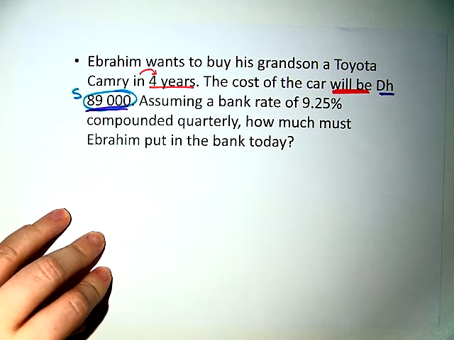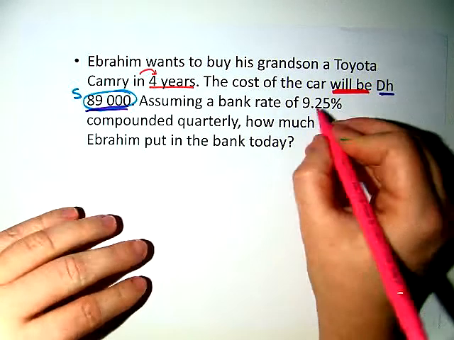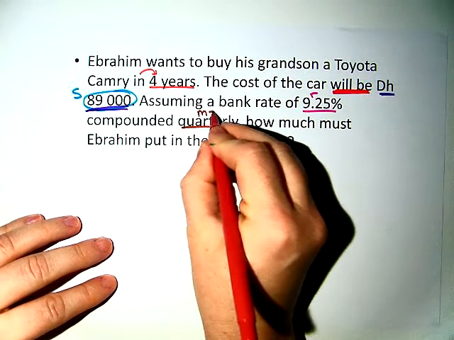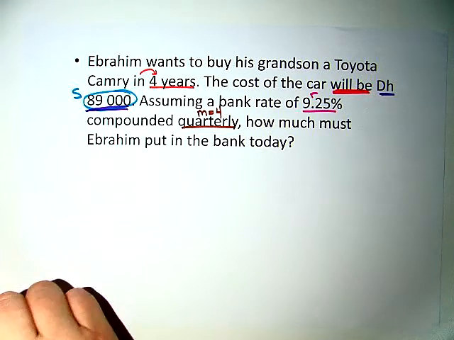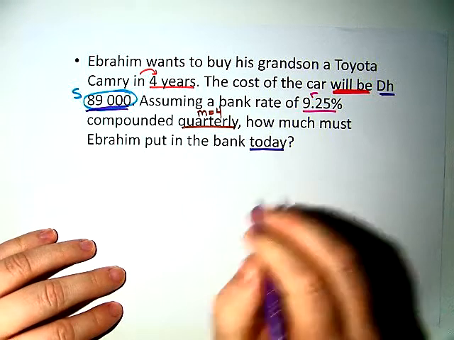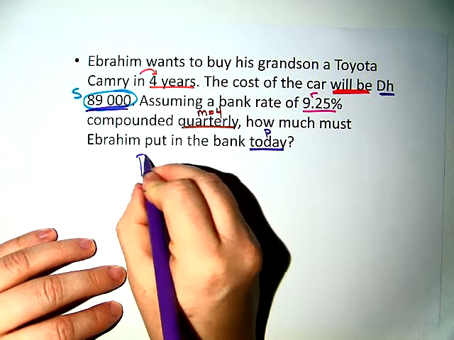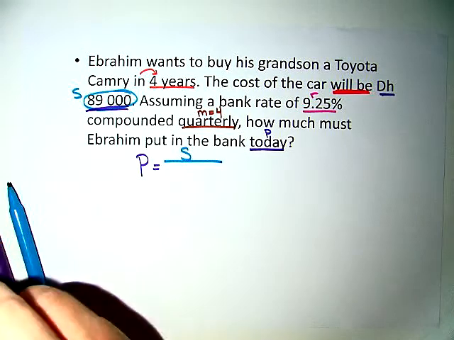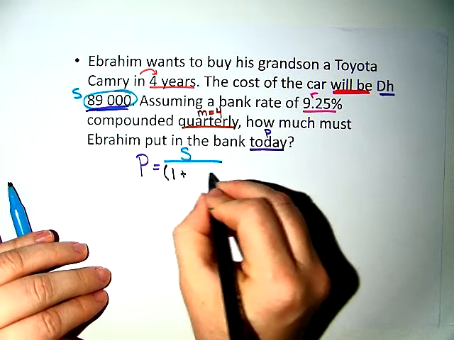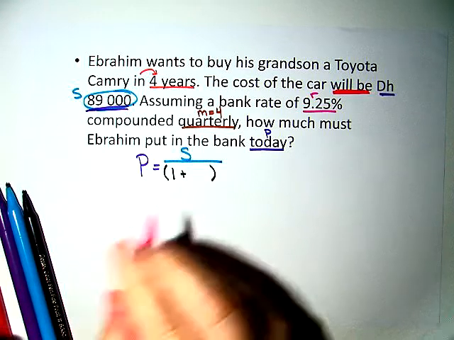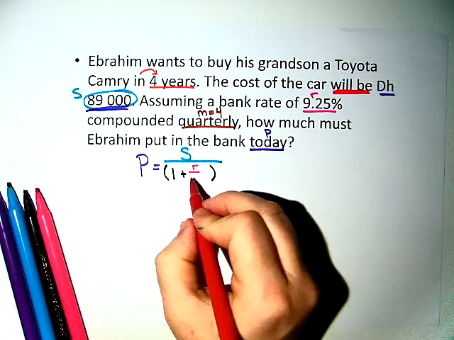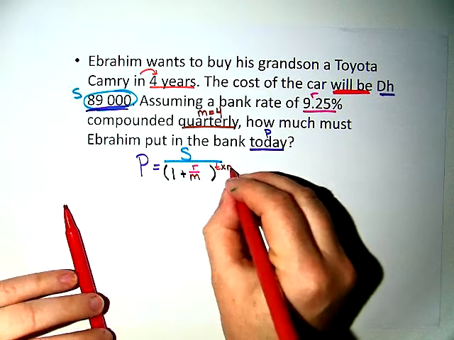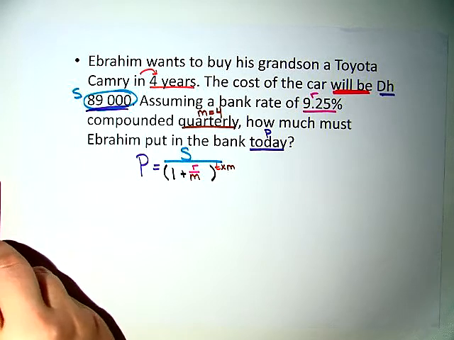We're looking at a different formula in this. Assuming a bank rate of 9.25%, compounded quarterly, so M is 4, how much must Ibrahim put in the bank today? So we're looking for P. Now the formula for P is S divided by 1 plus my rate divided by my M raised to the time multiplied by M. So we've got all the individual parts. Now we need to actually solve it.